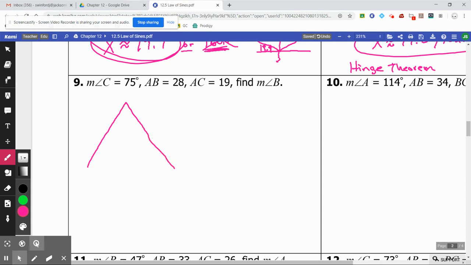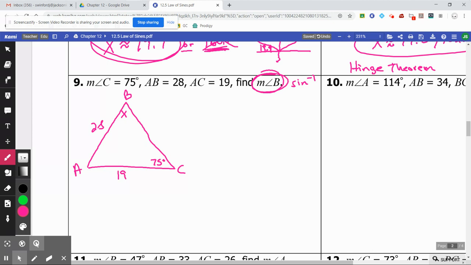You have another triangle ABC, not drawn to scale. C is 75 degrees. AB is 28. AC is 19. So we're looking for angle B. And anytime you're looking for an angle, just go ahead and be ready. You're going to use inverse sine. That's what inverse sine, inverse cosine, and inverse tangent are used for, is to find angle measures.